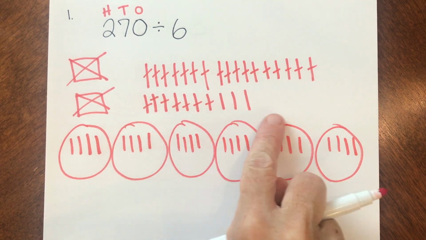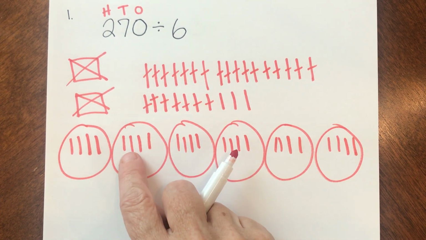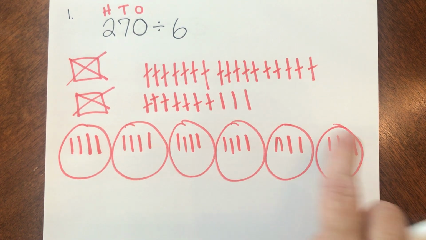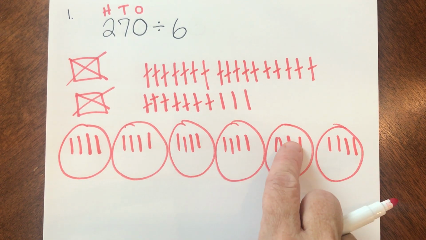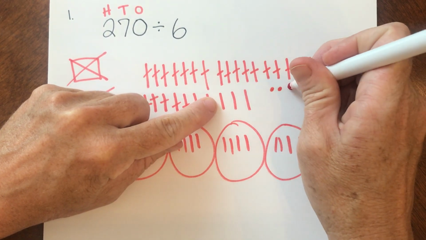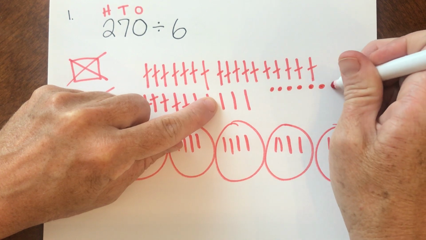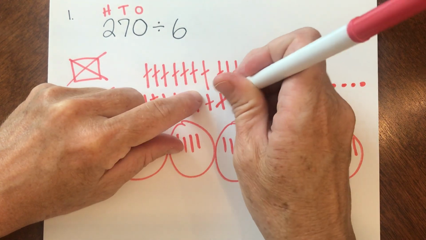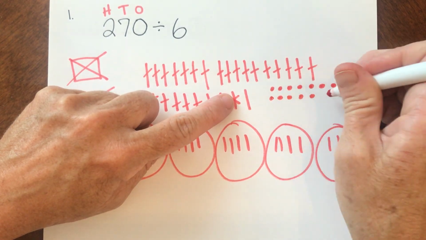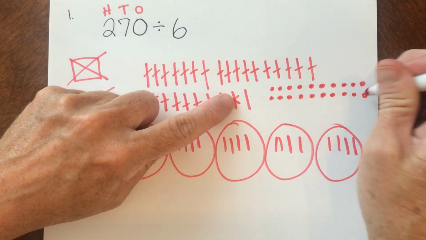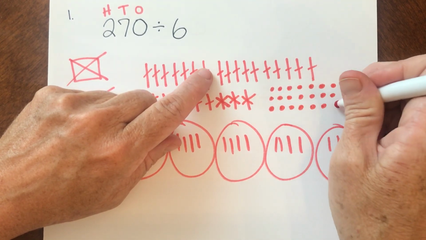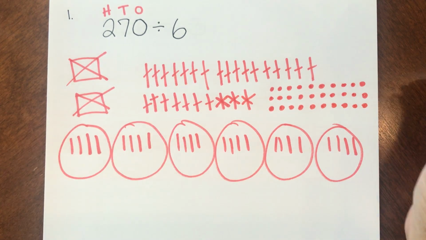Okay, do I have enough to pass out again? I don't. I only have 3 left, so I don't have enough to pass them out again. So I'm going to unbundle those. Well, this is worth 10, so it's worth 1, 2, 3, 4, 5, 6, 7, 8, 9, 10. This one's worth 10, and that one's worth 10 as well.